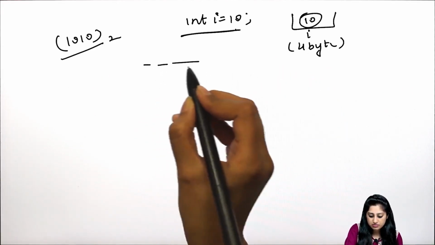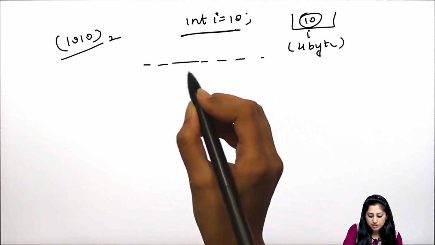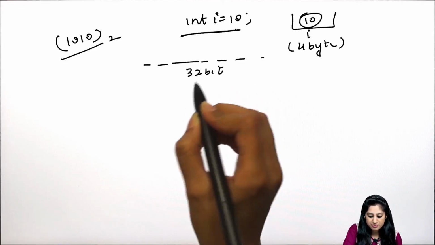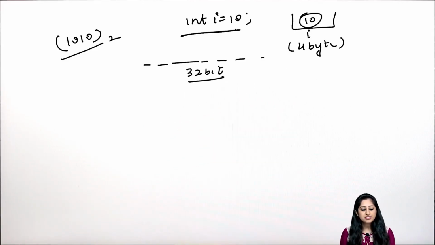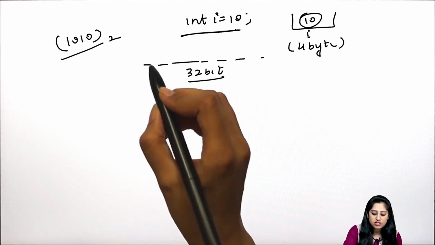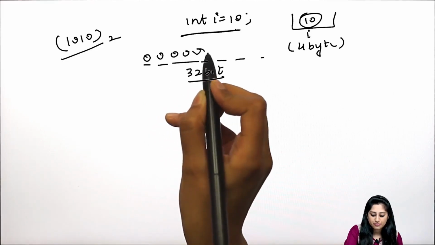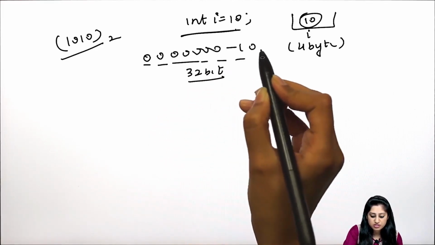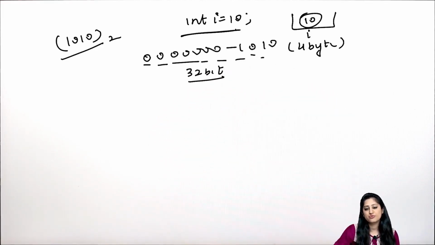So that means you have 32-bit space here. I'll write it like this. So I have 32-bit space here and I want to store the binary representation of 10. Now the binary representation of 10 actually requires only 4 bits, right? So what are we going to store in the remaining 28 bits? All those 28 bits are going to be 0. So the first 28 bits are going to be 0, and then we will have 1010 in the last 4 bits. So this is how 10, as a binary number, is going to be stored in memory.